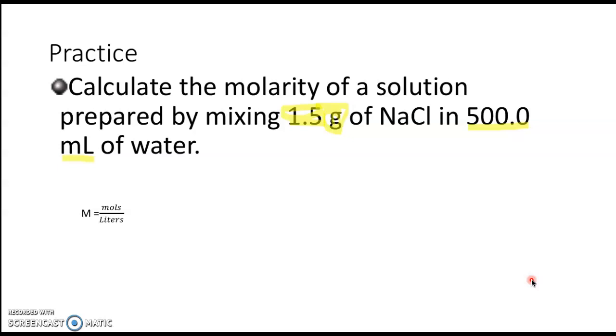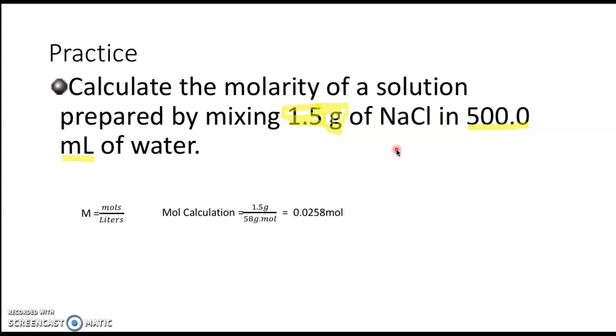My given mass is 1.5, and now to find my gram formula mass of NaCl, I have 1 Na, 1 Cl. Na has a mass of 23, Cl has a mass of 35. So 1 times 23 is 23, and 1 times 35 is 35. We add those together, 23 plus 35, we get 58. So my setup is going to be 1.5 grams over 58 grams per mole. And my moles should be 0.0258 moles.